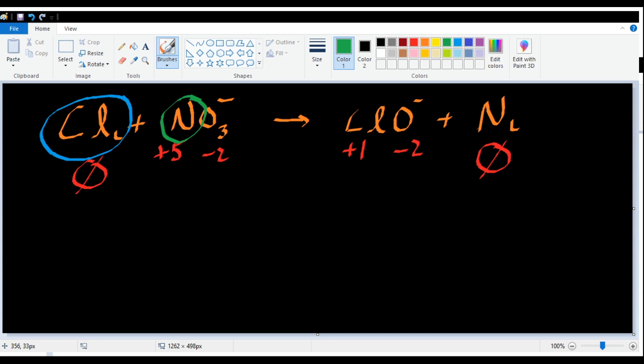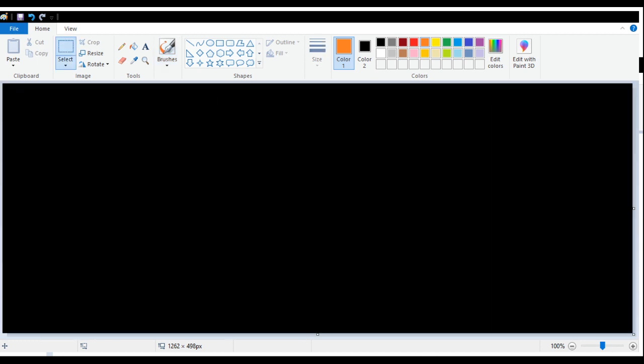So now we can do our half reactions. Reduction half reaction, our oxidation half reaction. Don't forget to leave lots and lots of room when you're writing these out, because you will need it.